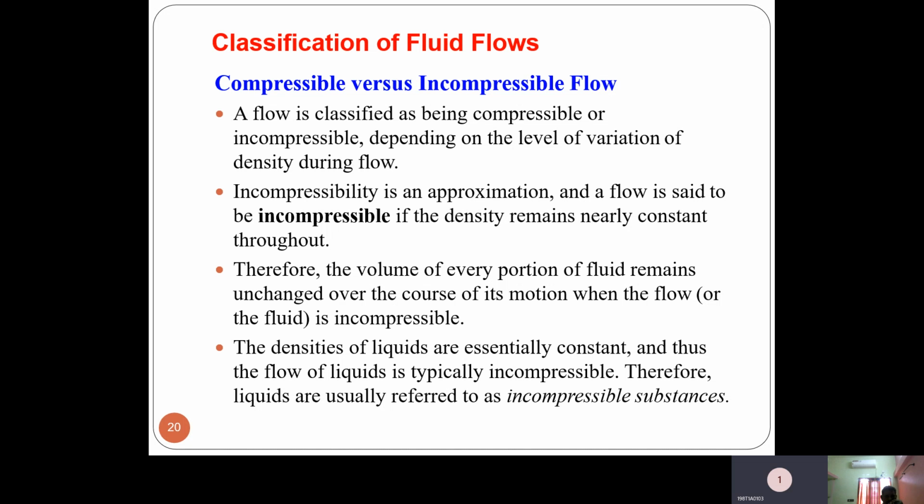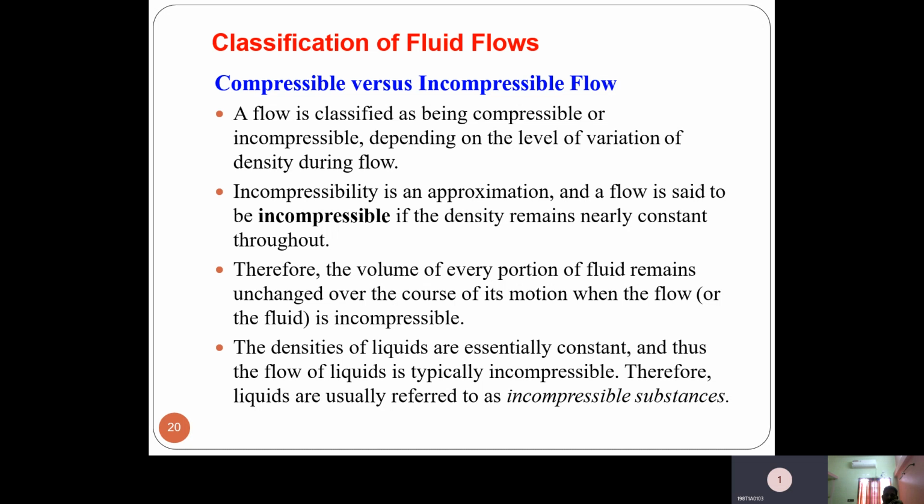Therefore, the volume of every portion of fluid remains unchanged over the course of the flow. When is the flow incompressible? The densities of liquids are essentially constant, and the flow of liquids is typically incompressible. Therefore, liquids are usually referred to as incompressible substances. You cannot compress a liquid. That is why its density remains constant.